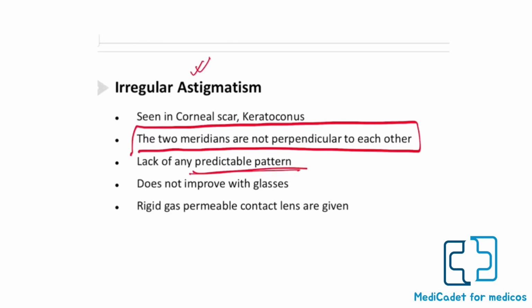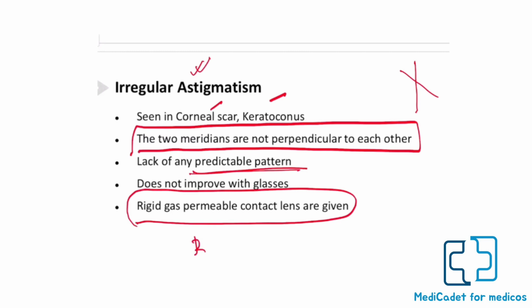Remember, I told you they are represented on the Stern's conoid. They follow a very predictable pattern. But if that predictability is not there, if the two axes are randomly inclined, not perpendicular to each other, inclined at a random axis and not following any particular pattern, suppose they are inclined like this, then that is called irregular astigmatism. It is seen in corneal pathologies like scars and keratoconus. The problem with irregular astigmatism is that it does not improve with glasses, and you have to give contact lenses. RGP, rigid gas permeable contact lenses, are used for the treatment of irregular astigmatism.